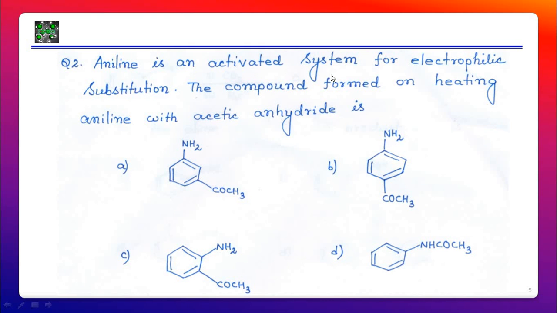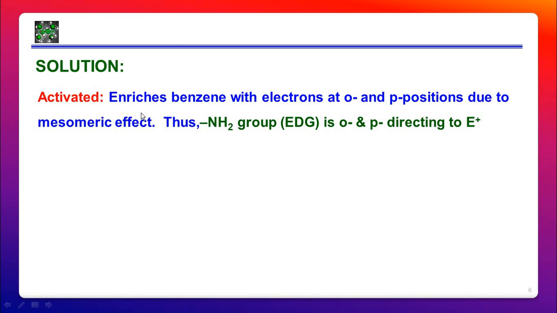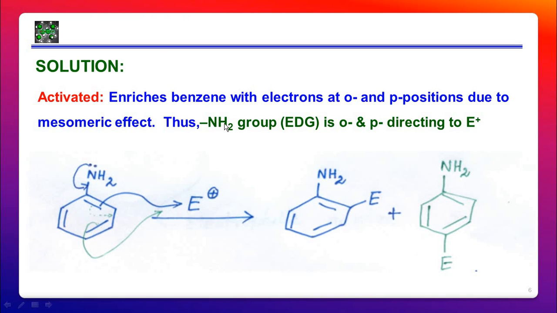Aniline is an activated system for electrophilic substitution reaction. The compound formed on heating aniline with acetic anhydride is... 4 options are given. Activated system means it can increase electron density on the benzene ring at ortho and para positions due to the mesomeric or resonance effect. Aniline shows ortho-para directing nature to electrophiles.